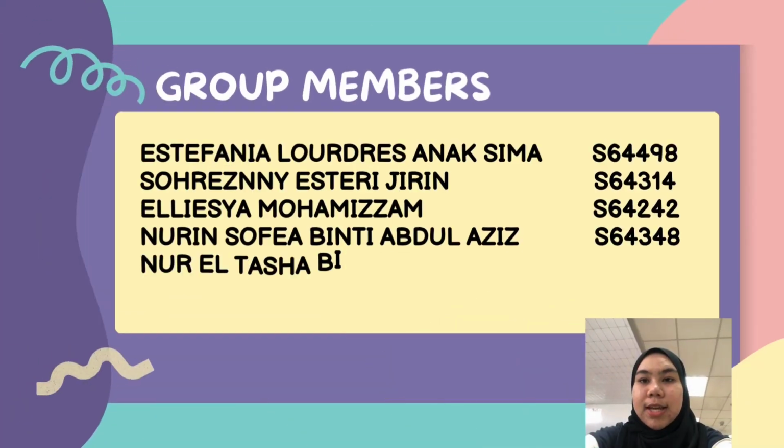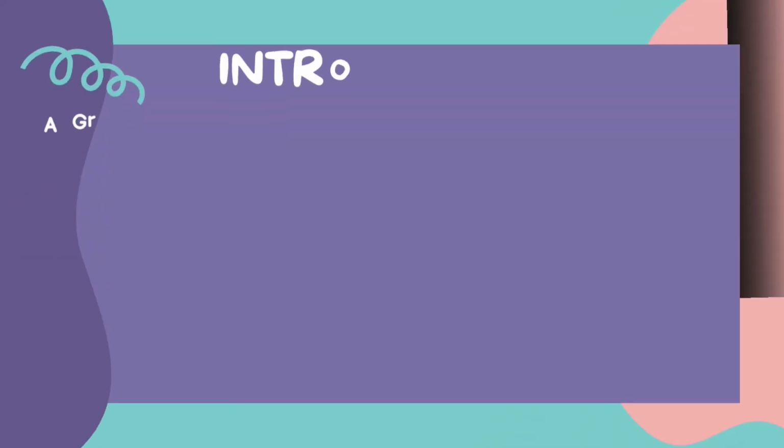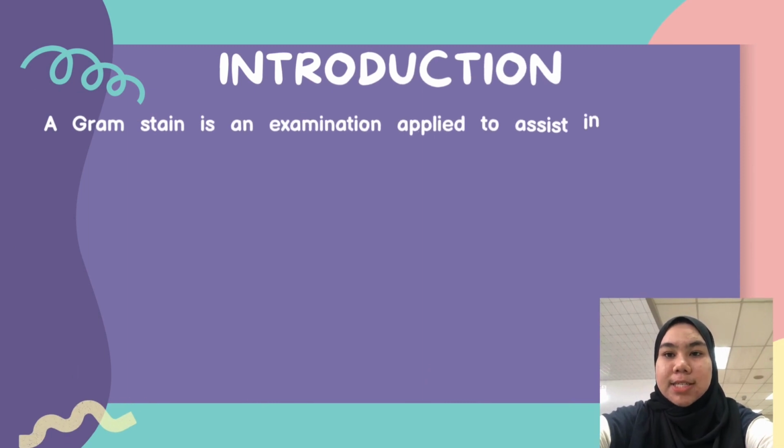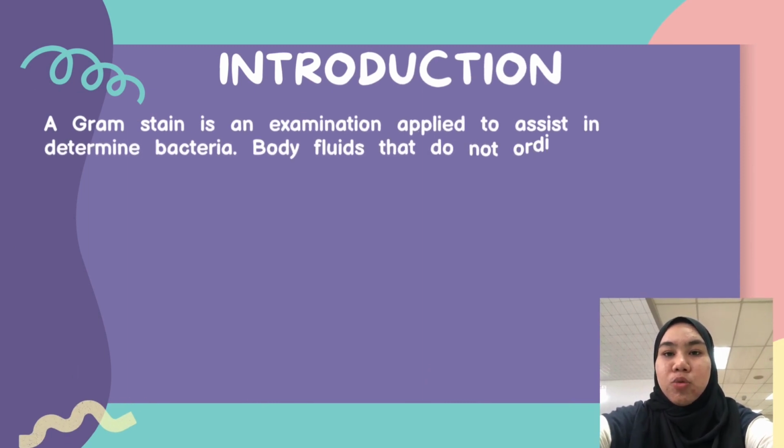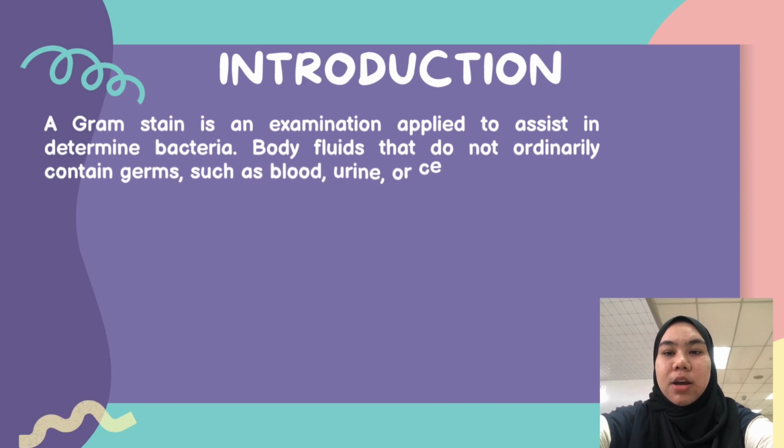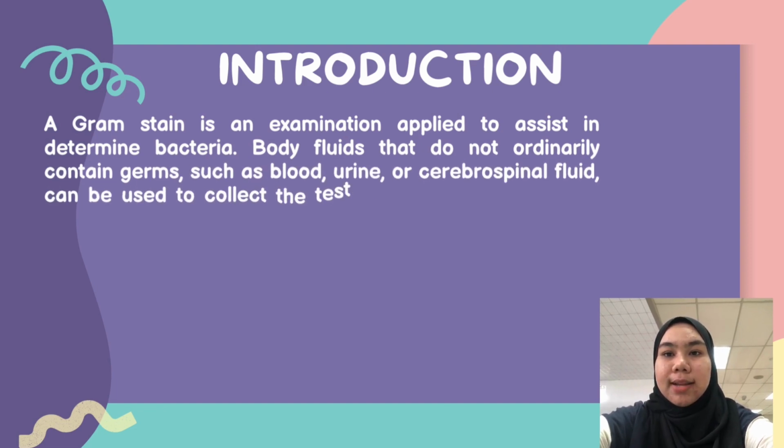Hello, we are from Group 3, and this lab is about gram staining. Introduction to this lab: a gram stain is an examination applied to assist in determining bacteria, and body fluids that do not ordinarily contain germs, such as blood, urine, or cerebrospinal fluid, can be used to collect the tested sample.